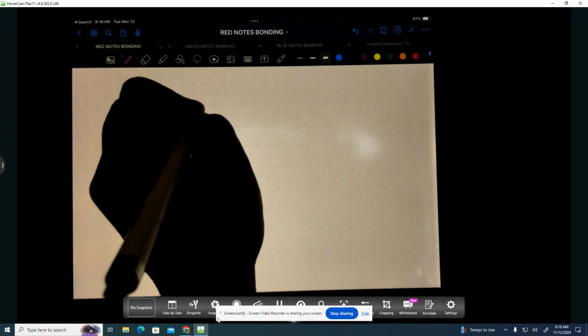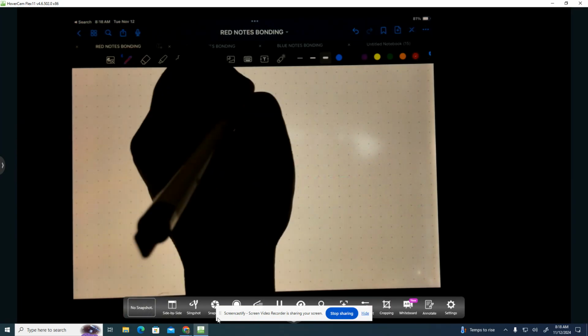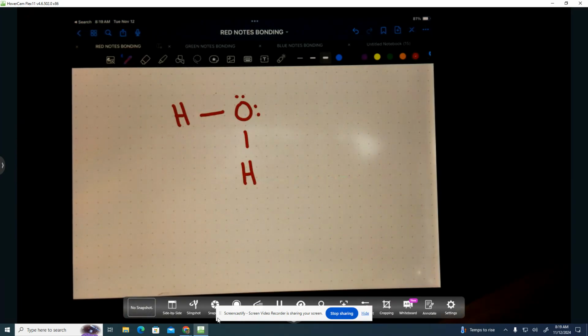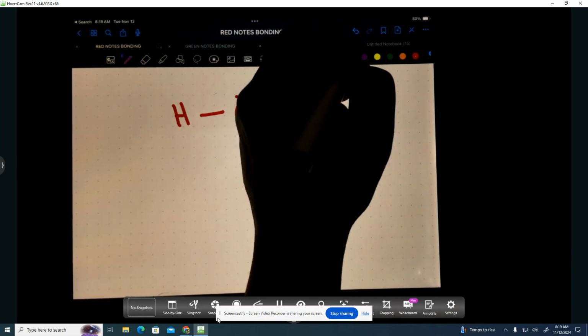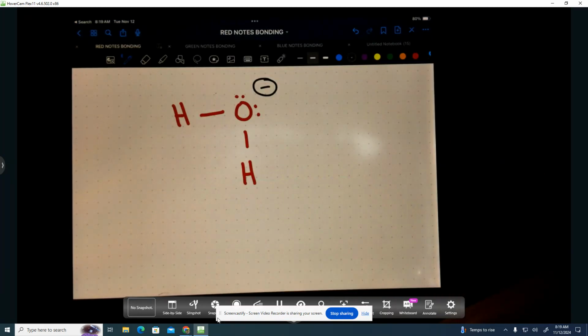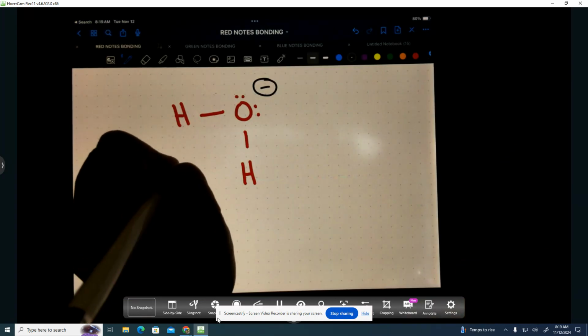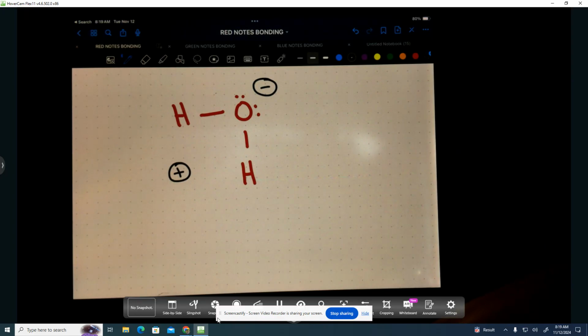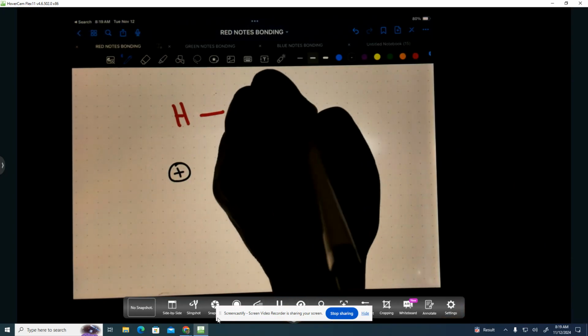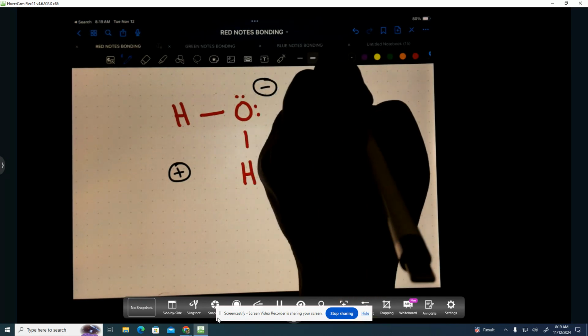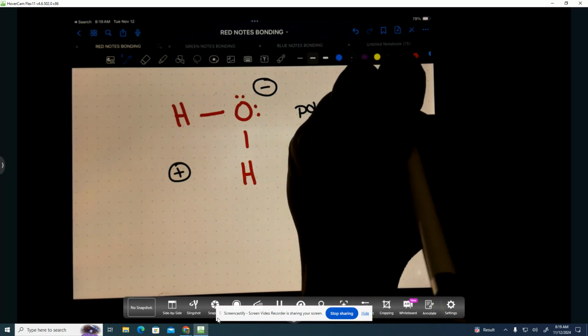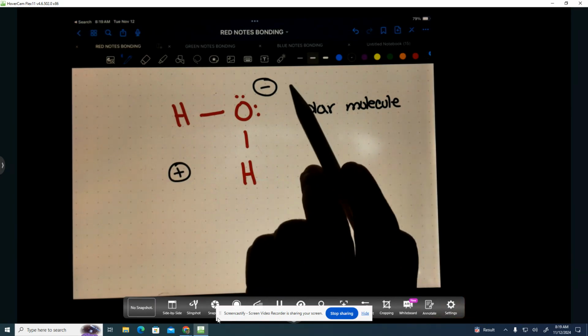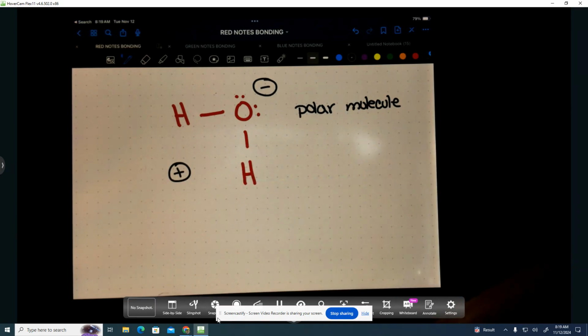New paper. Draw this. H, O, H. Draw that, and put a negative with a circle on that side. That means that side is slightly negative, and this side is slightly positive. So the water molecule is a polar molecule because it has a negative side and it has a positive side.